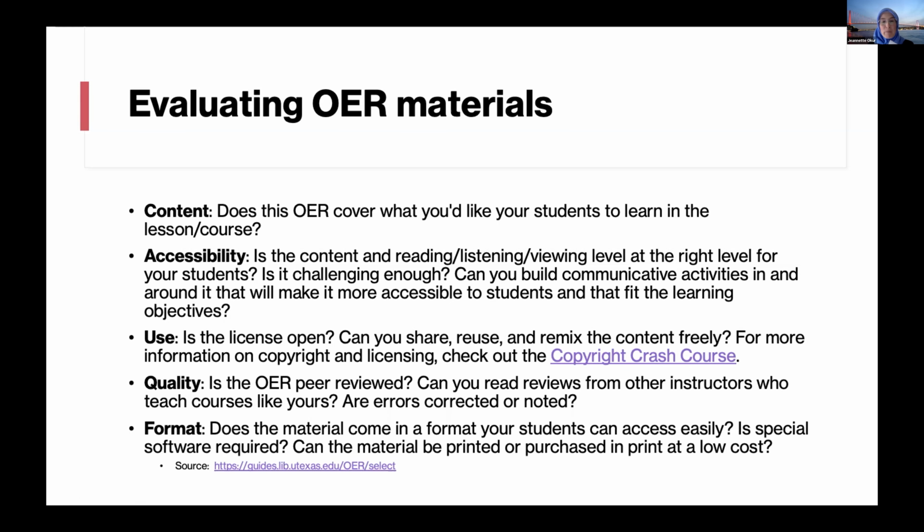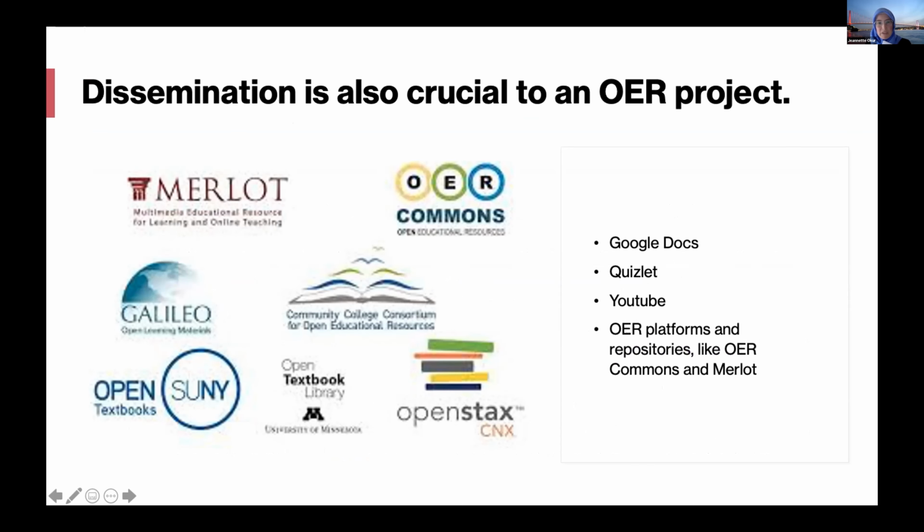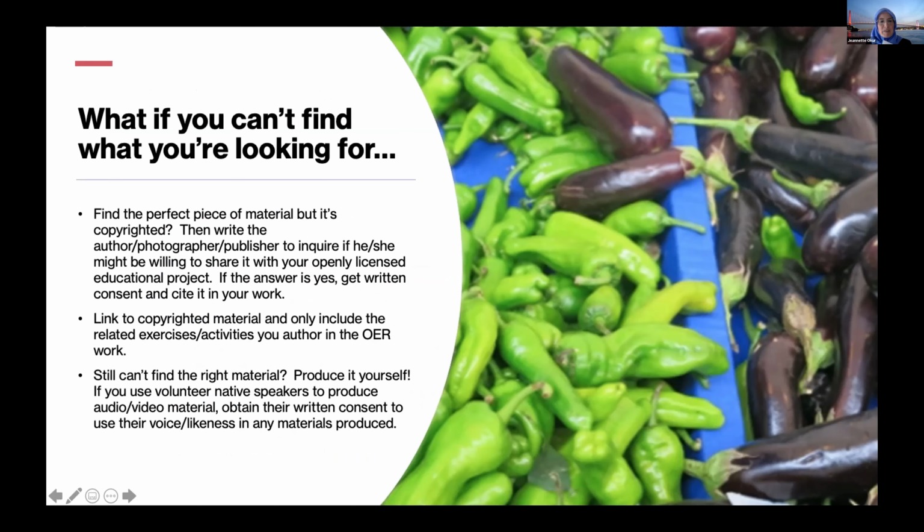And finally, the format. Does the material come in a format that your students can easily access? Say you're teaching in Zimbabwe, and it's really all formatted for laptop computers. Is there a version that will work on your students' telephones or not? Can things be printed or purchased in print at a low cost, or is the print version exorbitant? These are all things to think about.